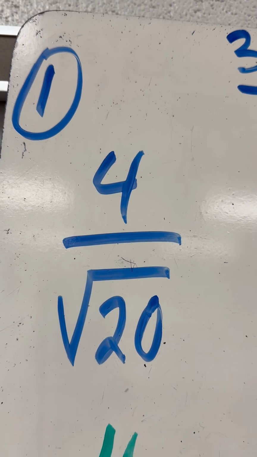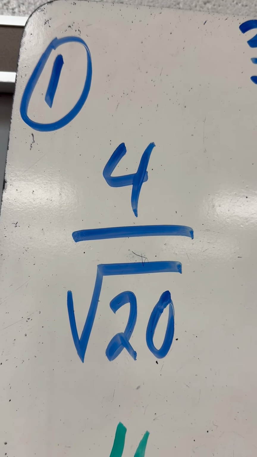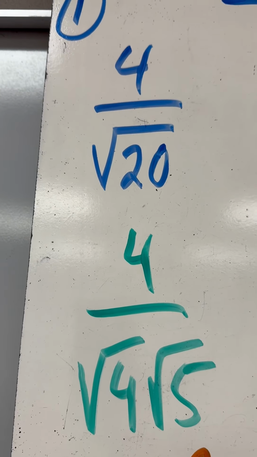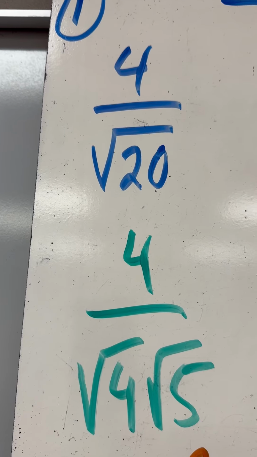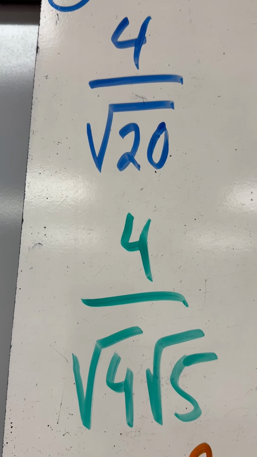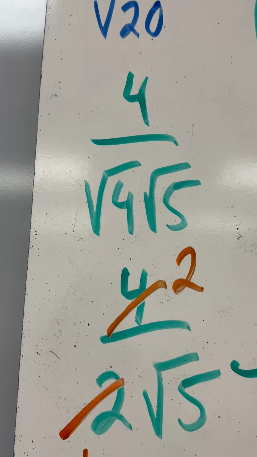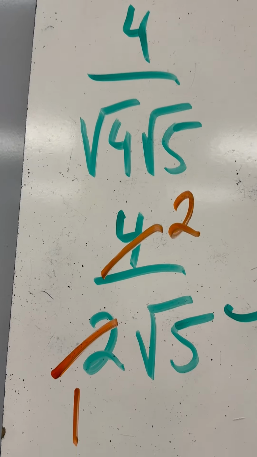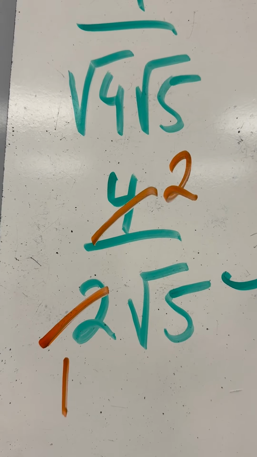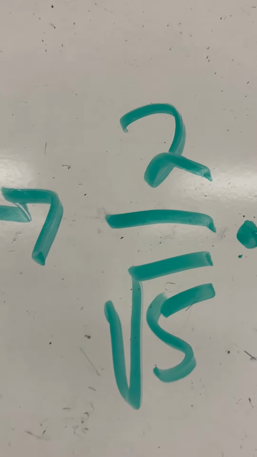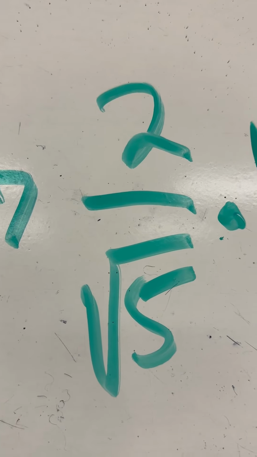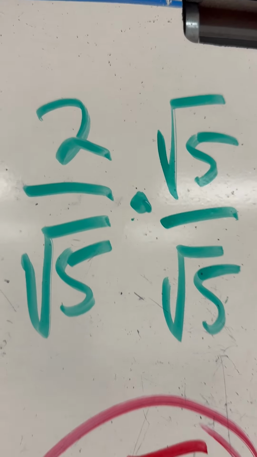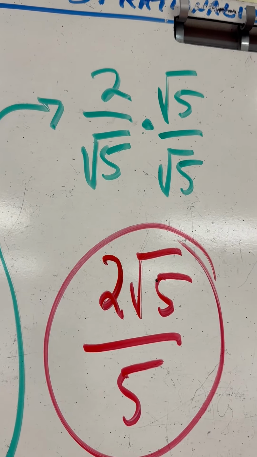But what you're going to do first instead is figure out what perfect square evenly goes into 20. And that would be 4. So this is the same as square root of 4, square root of 5. And the square root of 4 is, of course, 2. And now the 4 and the 2 cancel. So you've got 2 goes into 2 once, 2 goes into 4 twice. So you have 2 over square root of 5. Now we multiply by square root of 5 over square root of 5, and your answer is 2 square root of 5 over 5.